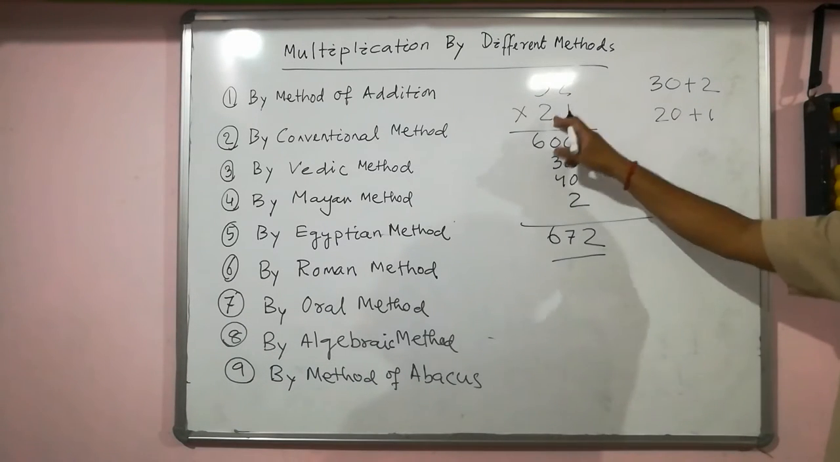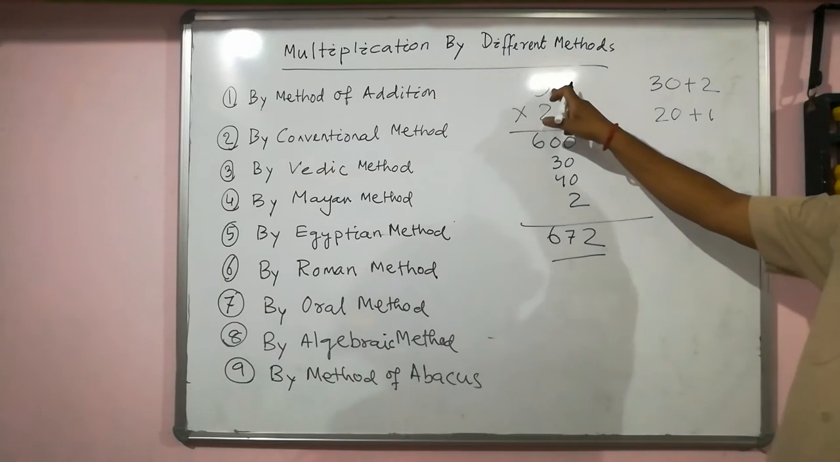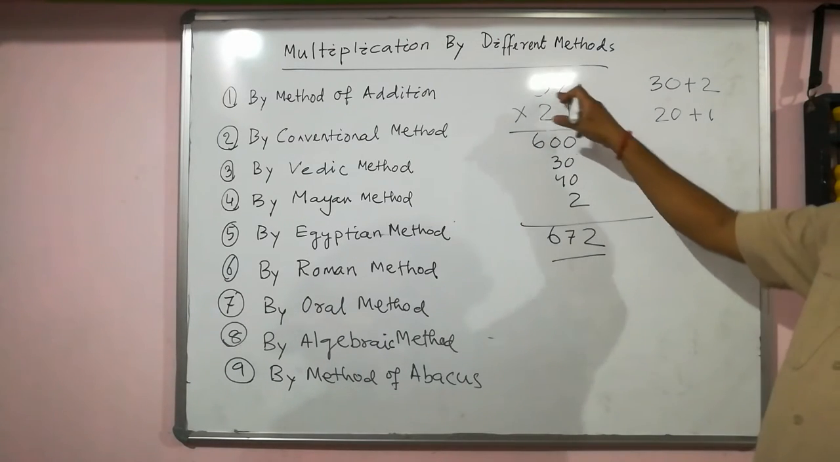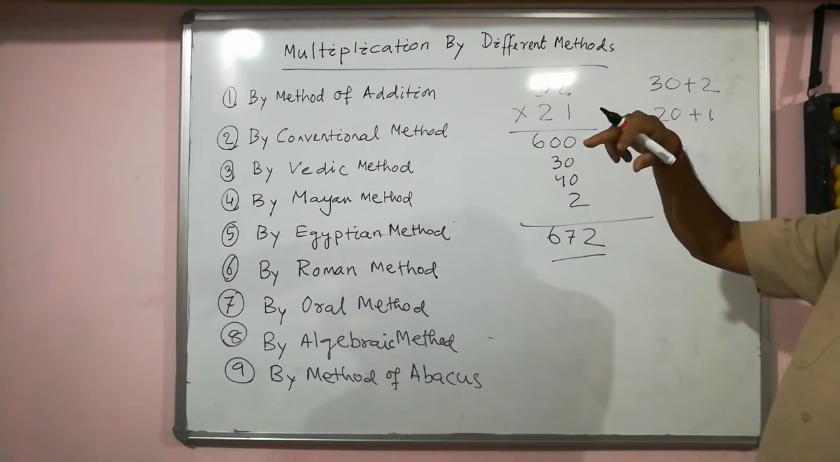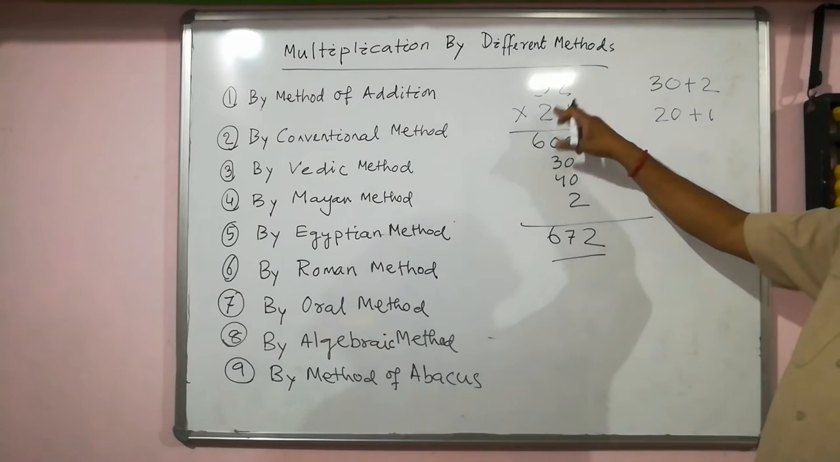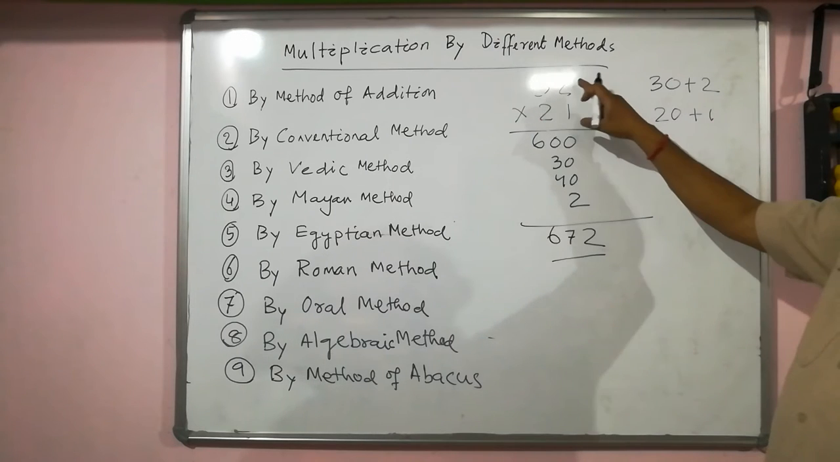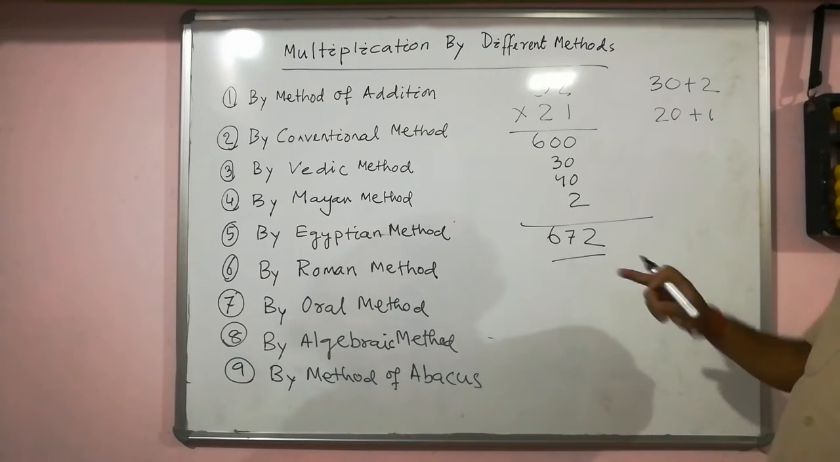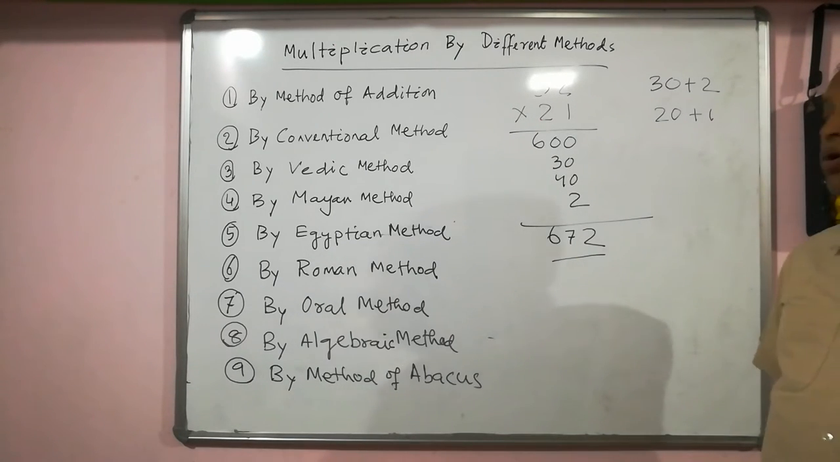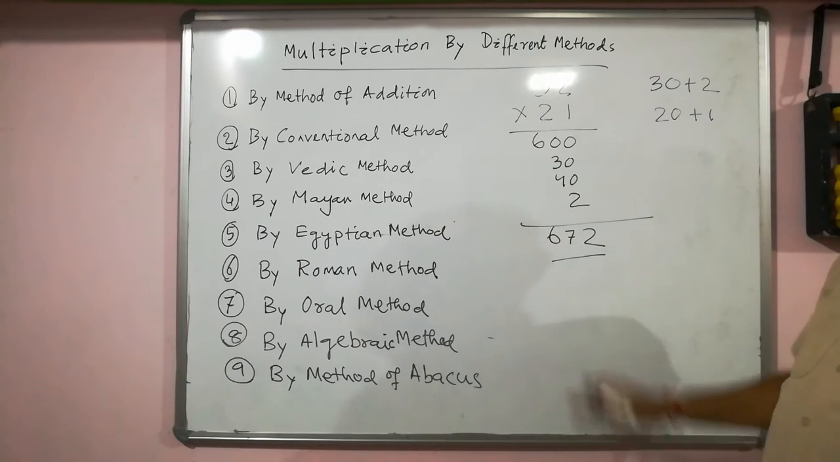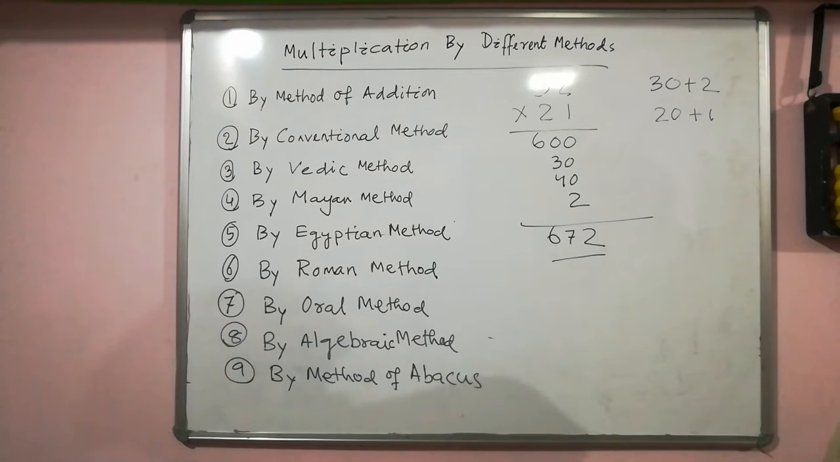Orally, 32 into 21: this is 3 into 2, 600, 3 into 1, 30, 600 plus 30 is 630, then 20 into 2 is 40, 630 plus 40 is 670, then 2 into 1 is 2, 670 plus 2 is 672. So in this oral method, the student will practice multiplication. They will do it very quickly.